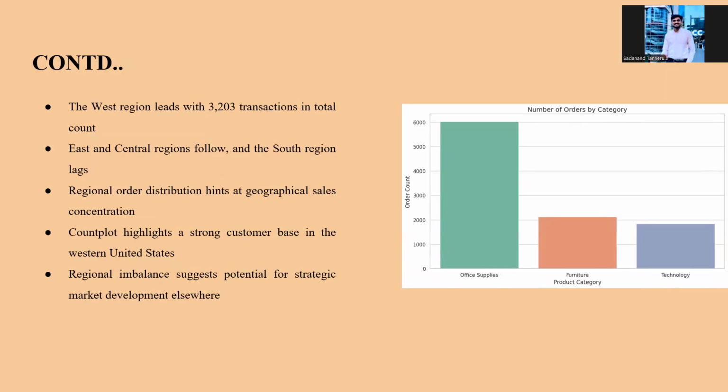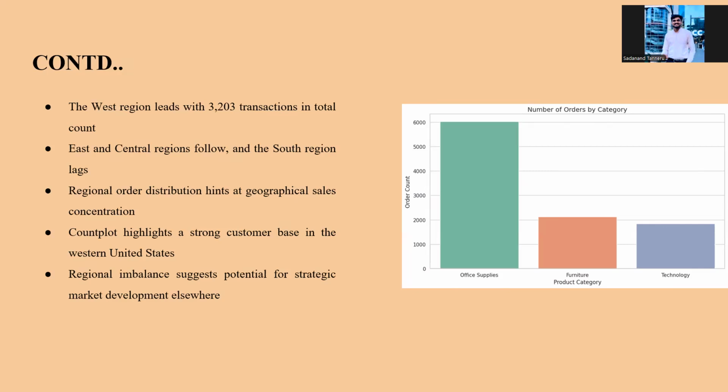So here, the Western region leads with 3,203 transactions in total count, and East and Central regions follow, and the South region lags. The regional order distribution hints at geographical sales concentration, and Superstore has a strong customer base in the Western United States, and regional imbalance suggests potential for strategic market development elsewhere.